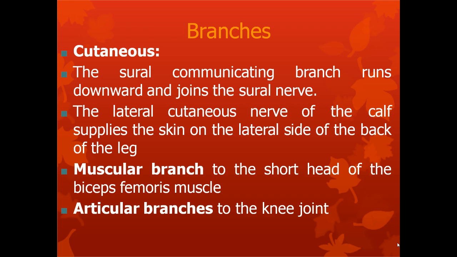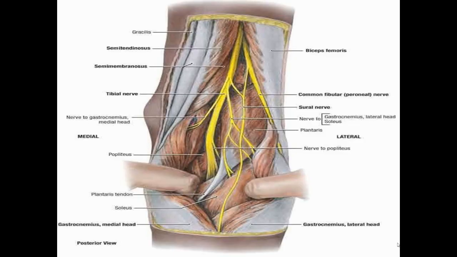We see the branches: the cutaneous branch, the sural communicating branch, runs downward and joins the sural nerve. The lateral cutaneous nerve of the calf supplies the skin on the lateral side of the back of the leg, and there is a muscular branch to the short head of the biceps femoris muscle, and an articular branch to the knee joint.